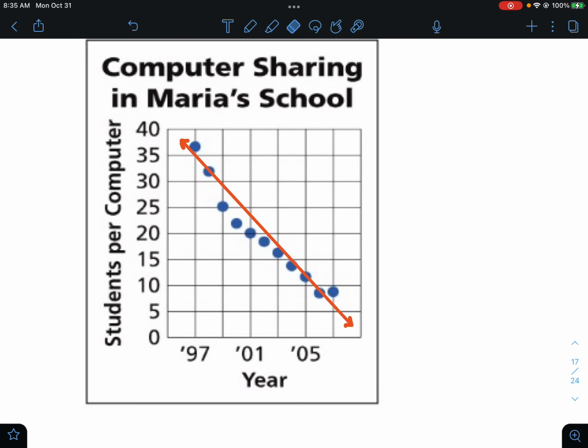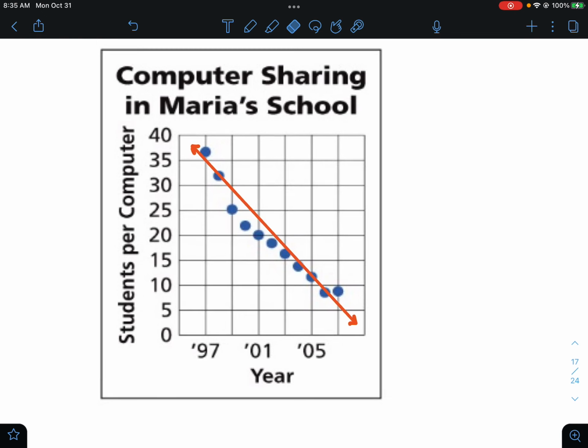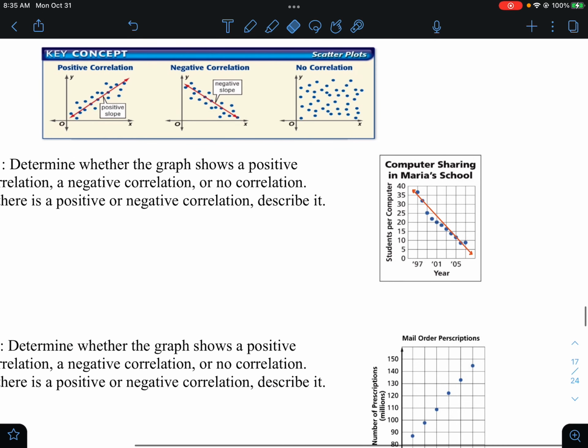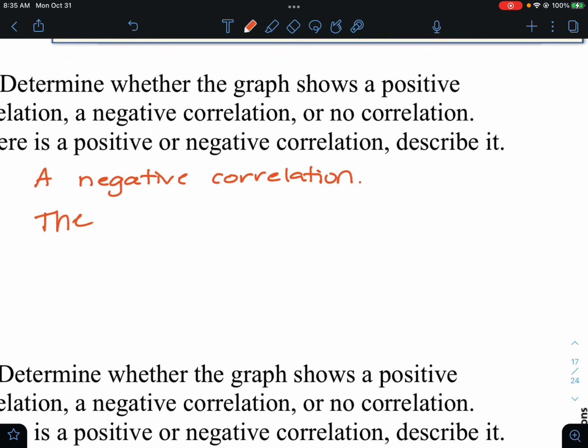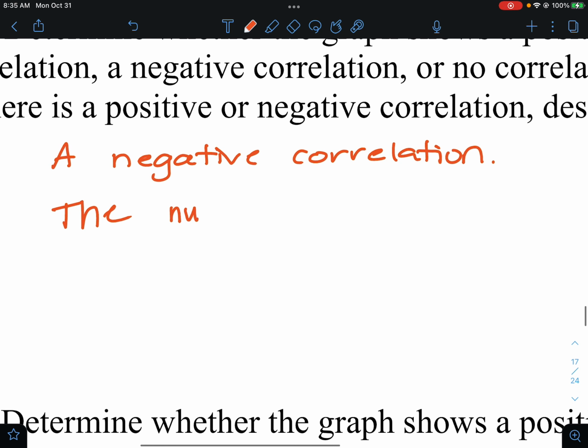So what does that mean? Well, we've already sort of described it. I'll do it over here, so let's write a negative correlation. And that means that the number of students per computer has decreased, or the number of students sharing a computer. We'll put it that way.